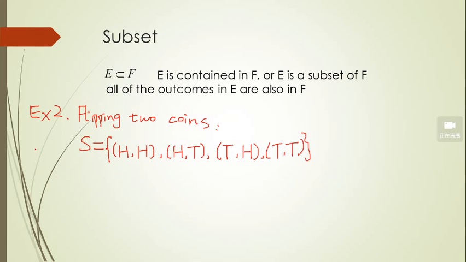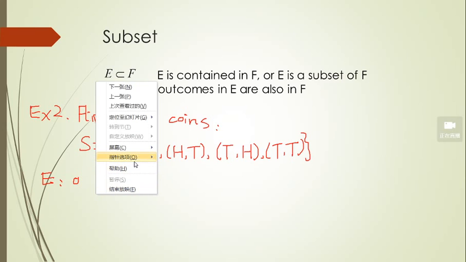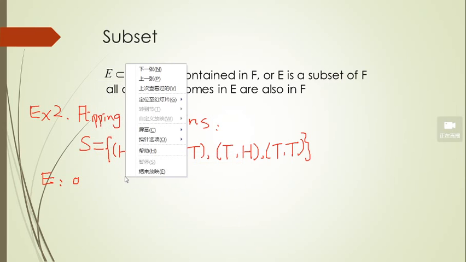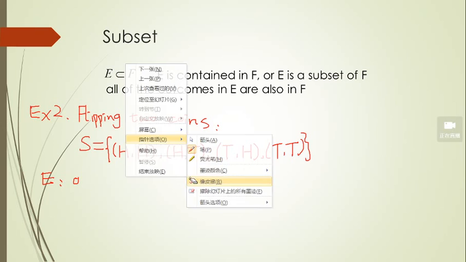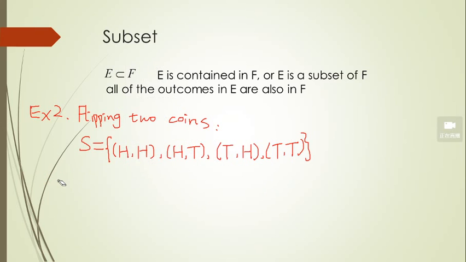Now, I can define my event E. I'm going to describe it using words and ask someone to denote it by listing the outcomes. My event E here should be two heads occur. Let me call my event F first.